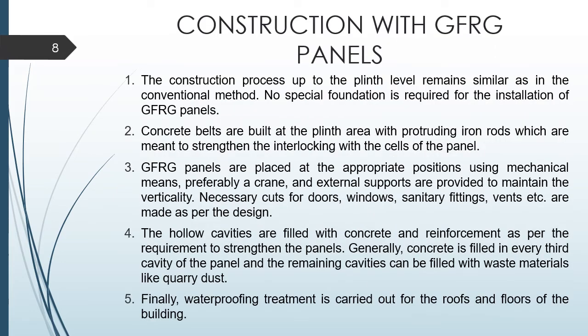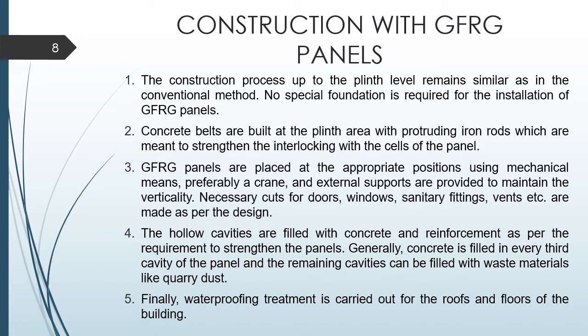The construction of GFRG panels is given in this slide. So the conventional process of construction may be done up to the plinth level. No special foundations may be required for the construction using GFRG panels. Then a concrete belt may be provided at the plinth area so as to strengthen the interlocking with the cells of the panel, and then GFRG panels are placed at appropriate positions using machines like cranes, and then the necessary cuttings for doors, windows, sanitary fittings, etc. may be cut out.